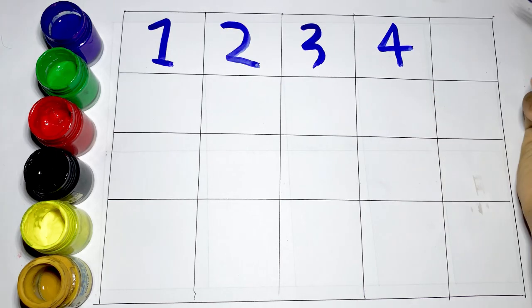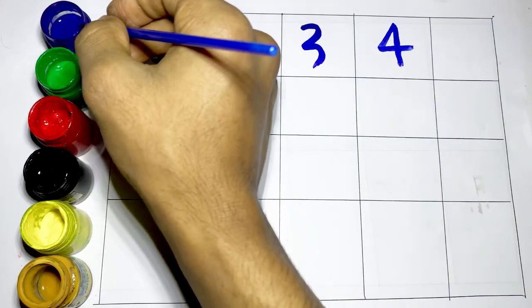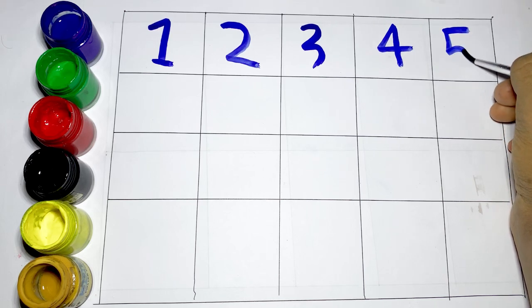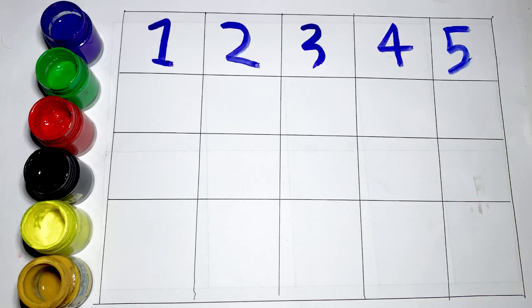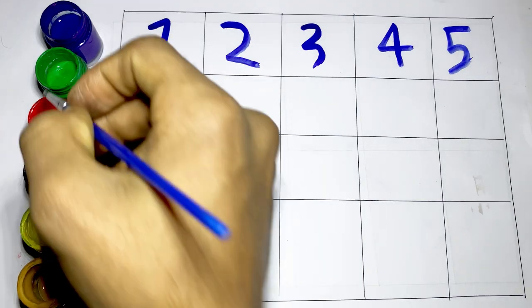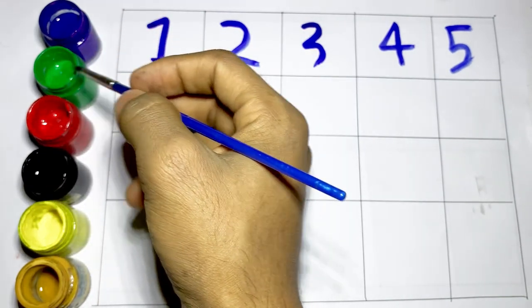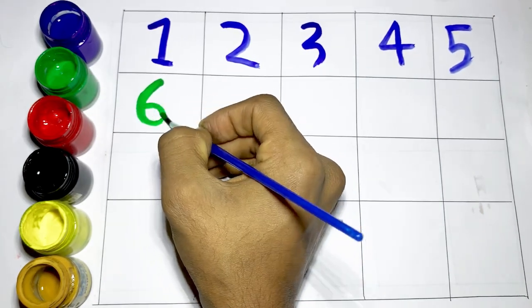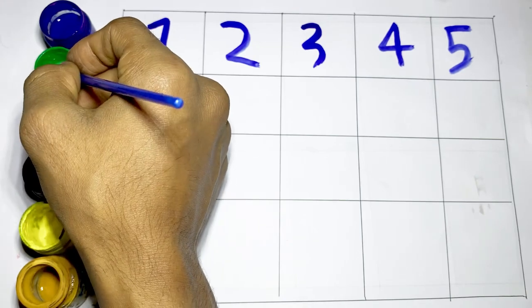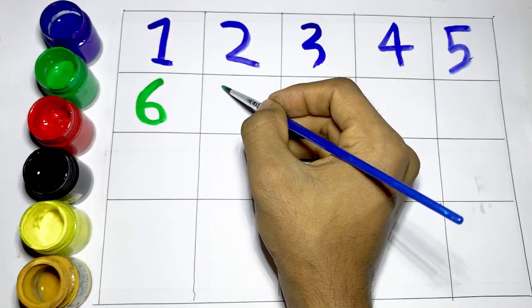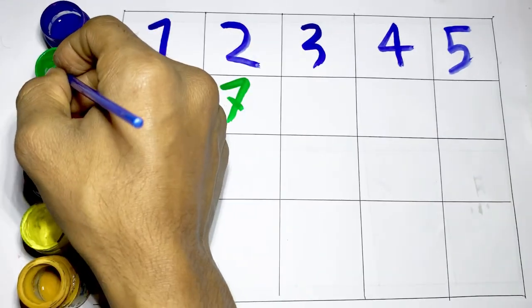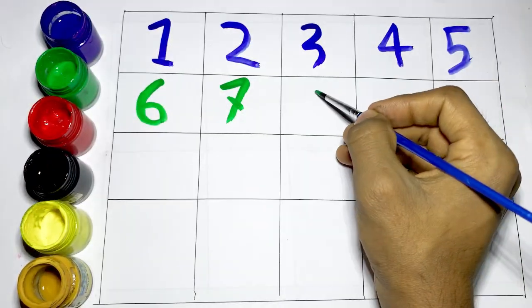4. F-O-U-R, 4. Kids, now draw 5. The numbers of 5. F-I-V-E, 5. Kids, now draw 6. The numbers of 6. And use green color. S-I-X, 6. Kids, now draw 7. The numbers of 7. S-E-V-E-N, 7.